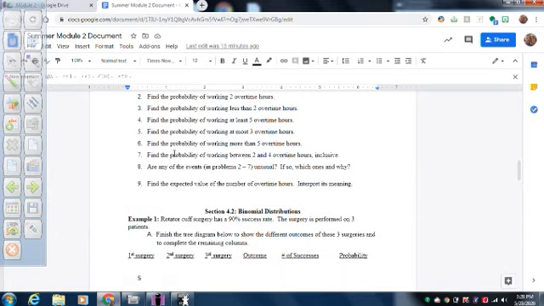So, looking at the probability of working between 2 and 4 overtime hours, inclusive means you want to include 2 and 4.